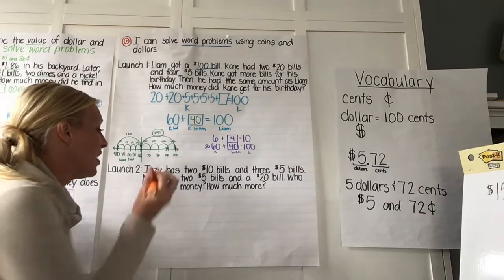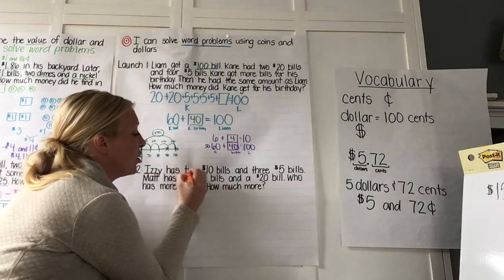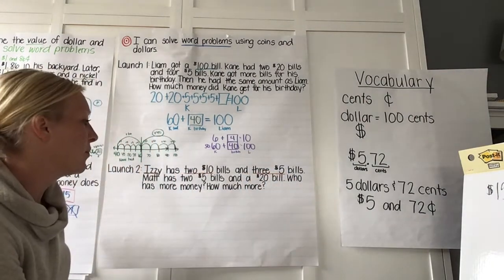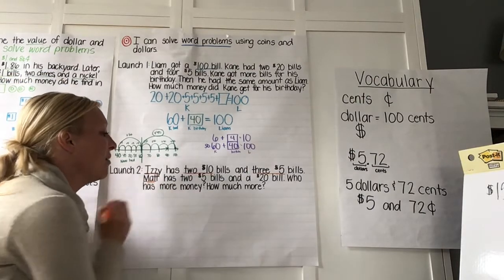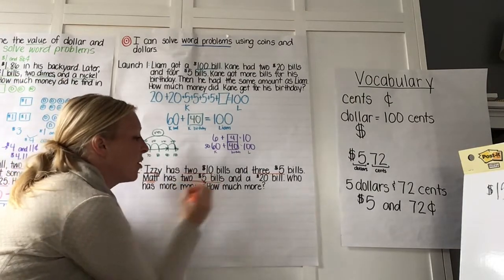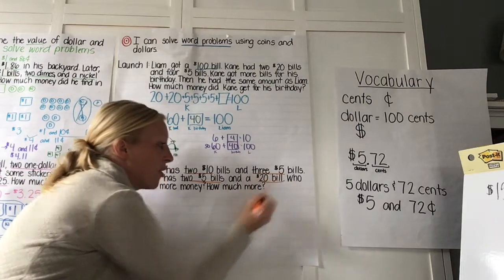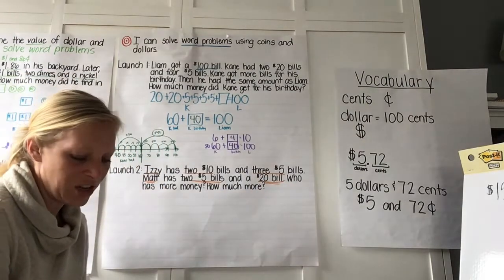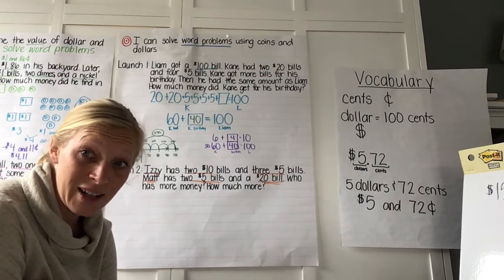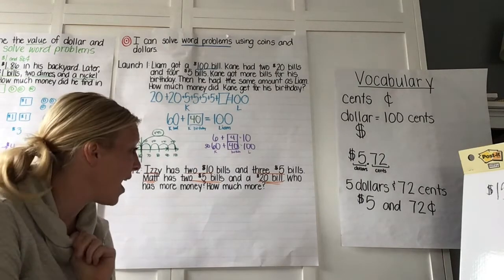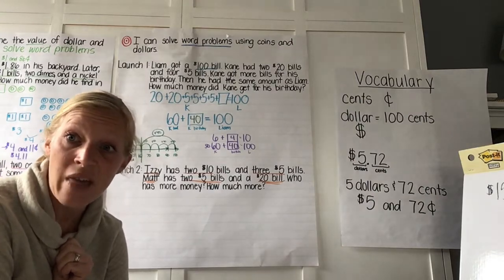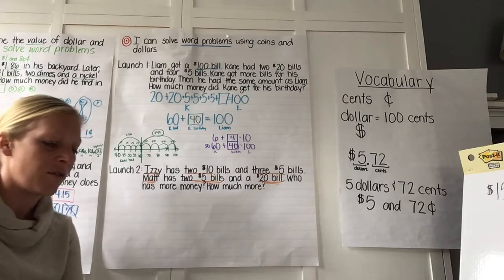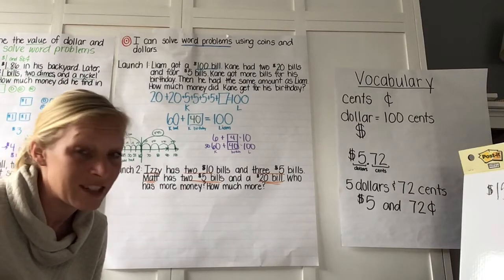Yes, we know that Izzy has two $10 bills and 3 $5 bills. We know that Matt has two $5 bills and a $20 bill. Who has more money? How much more? That's kind of a two-part question, right? We have Izzy's and we have Matt's. We have to figure out how much they have, and then who has more, and then how much more they have. Show me how you might solve this work. And then we can write an equation to maybe match it at the end.